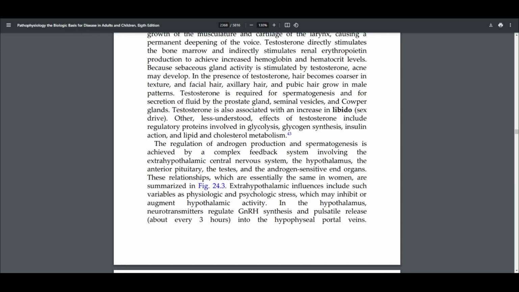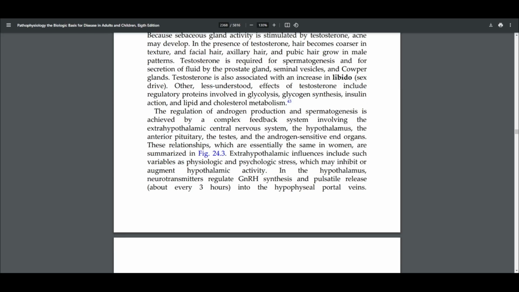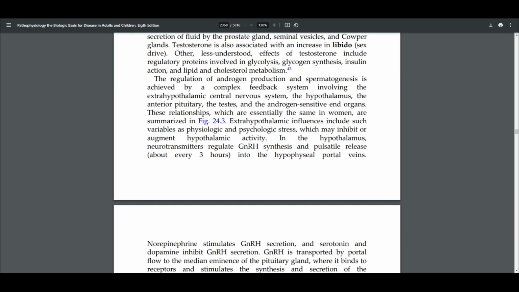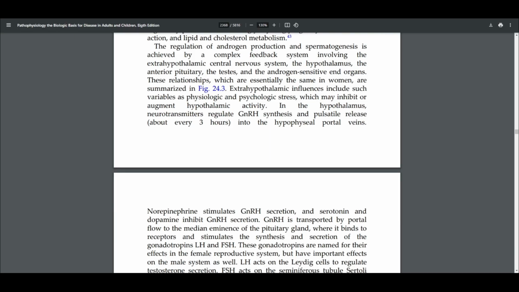Other less understood effects of testosterone include regulatory proteins involved in glycolysis, glycogen synthesis, insulin action, and lipid and cholesterol metabolism. The regulation of androgen production and spermatogenesis is achieved by a complex feedback system involving the extrahypothalamic central nervous system, the hypothalamus, the anterior pituitary, the testes, and the androgen-sensitive end organs. These relationships, which are essentially the same in women, are summarized in Figure 24.3.